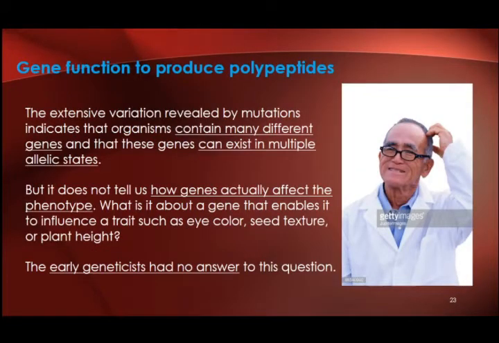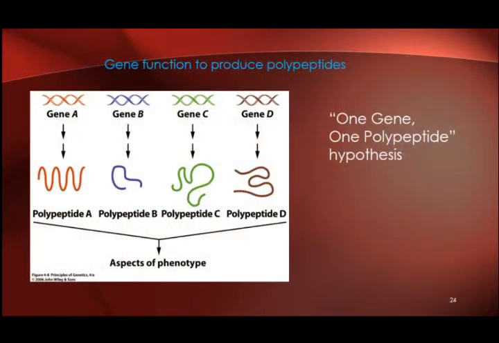So gene function produces polypeptides. The excessive variation revealed by mutation indicates that organisms contain many different genes. The genes can exist in multiple allelic states, but it doesn't tell us how genes affect the phenotype. If you alter the gene, something happens to the organism, but how? The early geneticists did not have any answer for this question. So, there is a theory called the one gene, one polypeptide hypothesis. One gene creates a polypeptide, and this polypeptide is needed to make an aspect of phenotype. If one of them fails, then the phenotype will change.